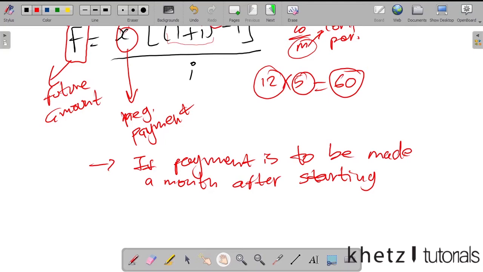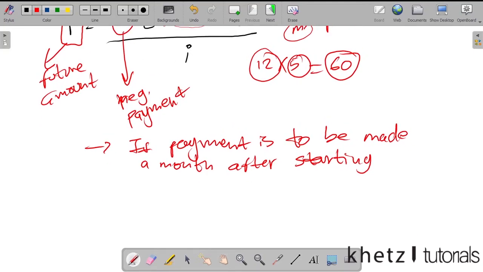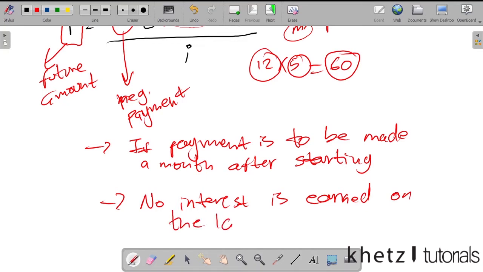And another thing is that it is assumed that no interest is earned on the last payment.